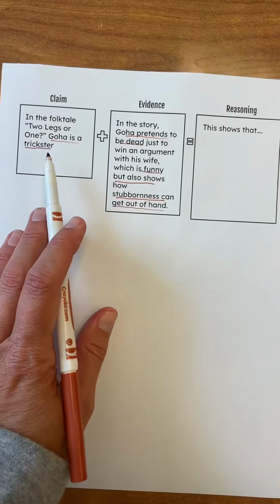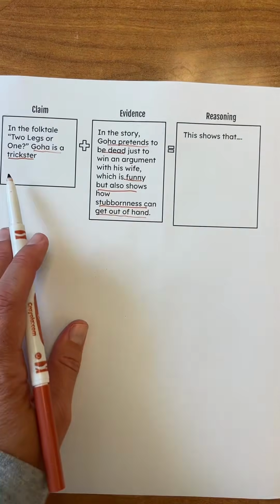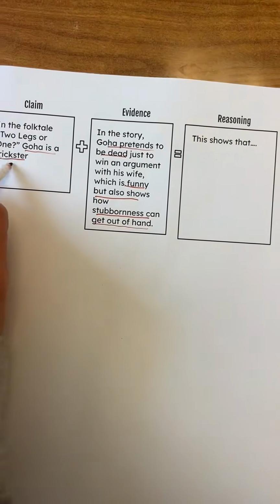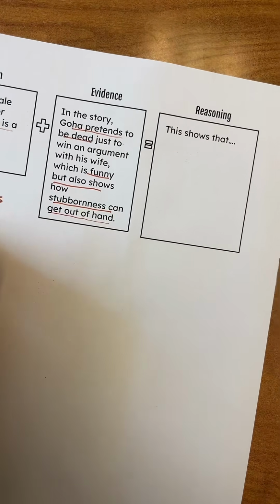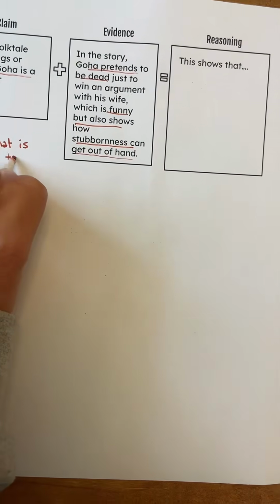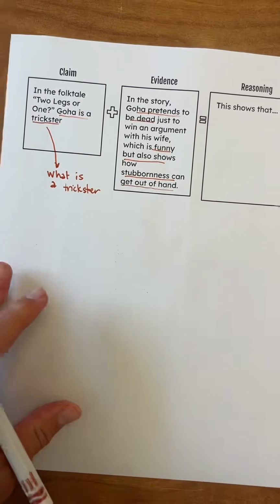But then some students will be able to go, this shows that Goha is a trickster. A trickster is someone who is... so that's how we might develop this further. And I might add that to a student sheet. What is a trickster? So once they can get the most basic reasoning, they can put these ideas together, I'll extend it a little further. Well, we need to know what a trickster is in order to say whether he is one.